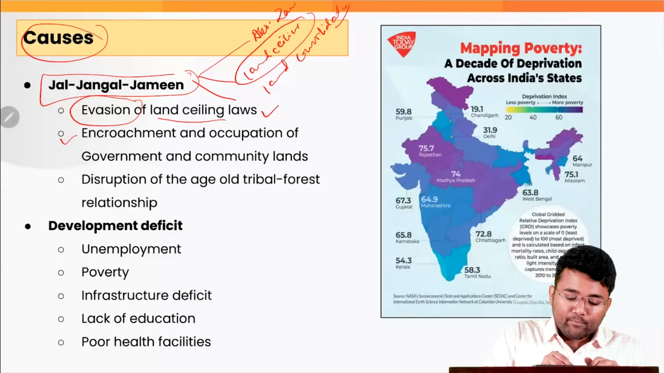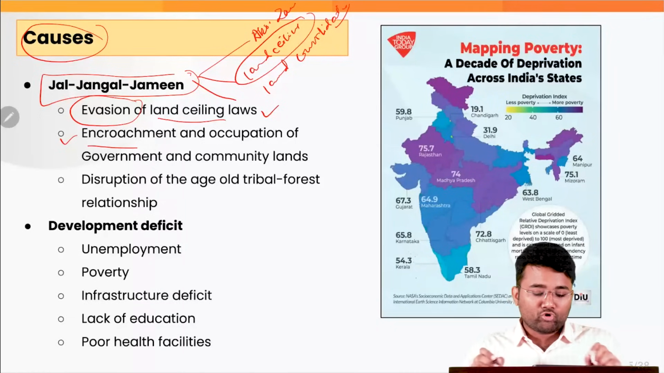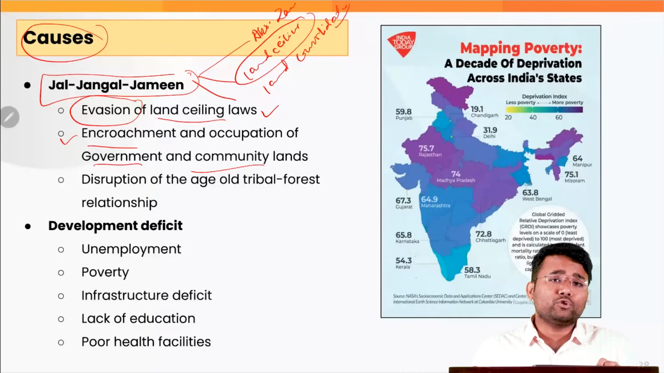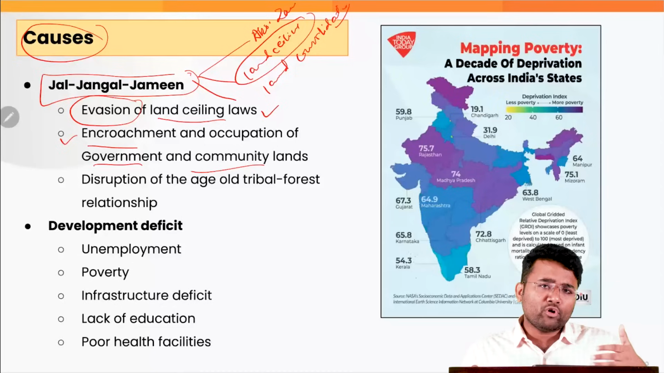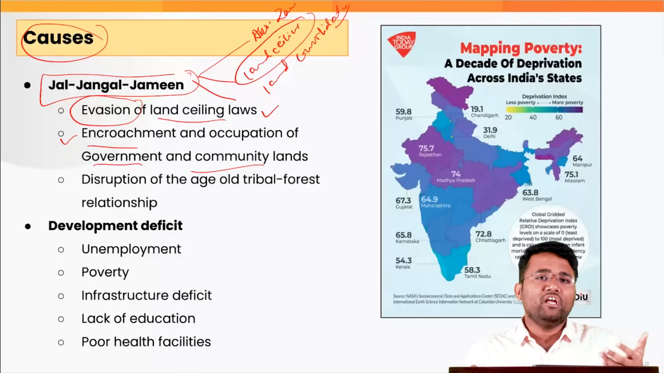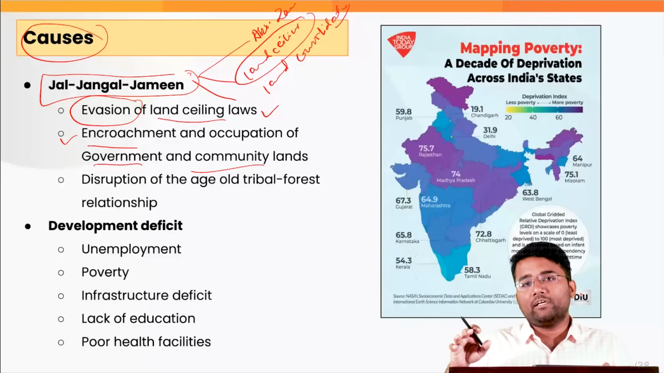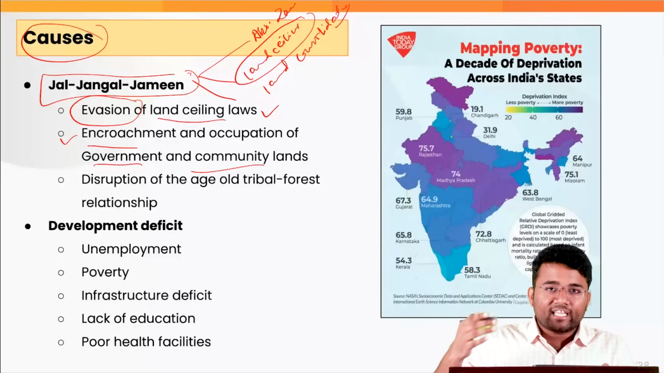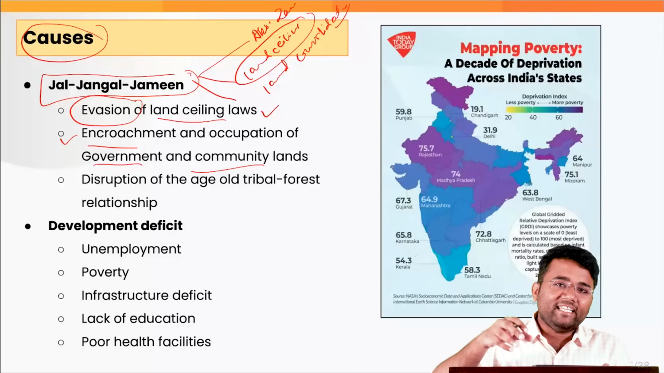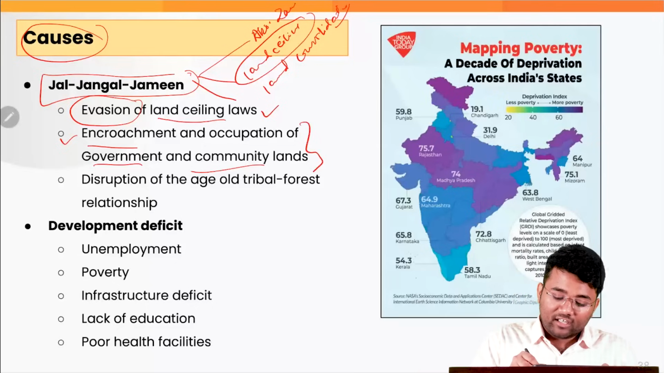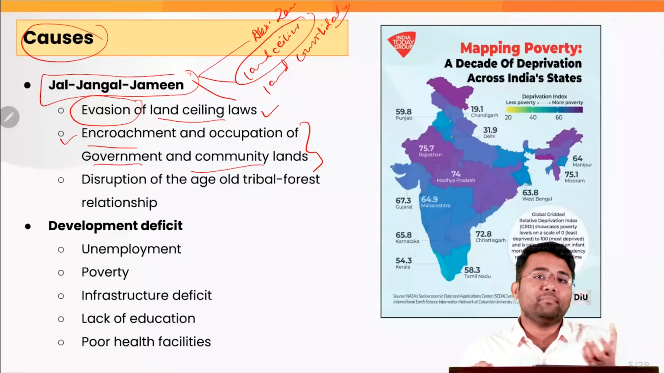Then the second important reason is the encroachment and occupation of government and community lands, especially in the mining districts where more and more private investment was going. The community land, which was serving the benefits of the overall tribal community, was being taken for development, for mining activities, for increasing private investment, and these people thought that their resources were being taken from them.